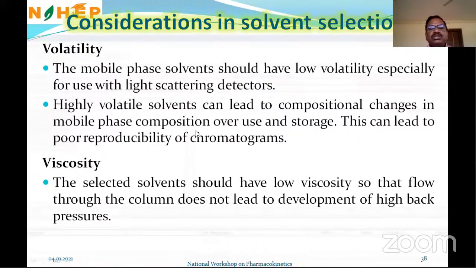So highly volatile solvents can lead to compositional changes in the mobile phase composition over use and storage. So the running time is very long. During that time, if the temperature is very high, then there is evaporation, and this leads to a change in the solvent mobile phase composition, and there is a poor reproducibility of the chromatograms.